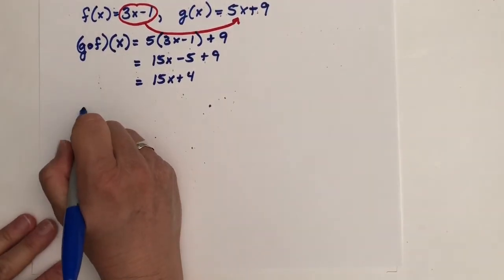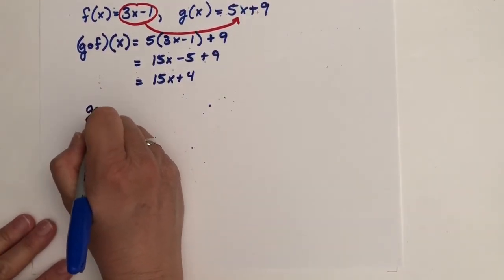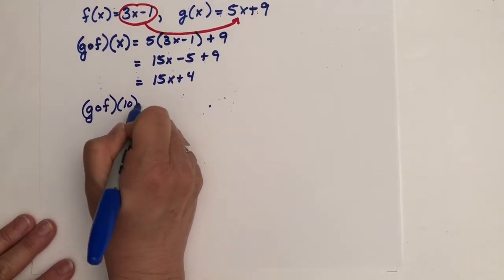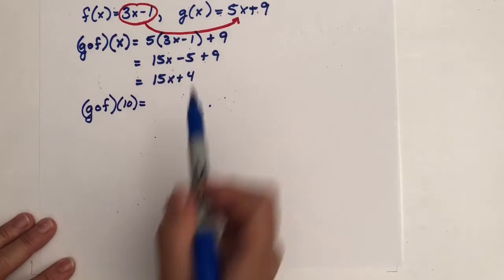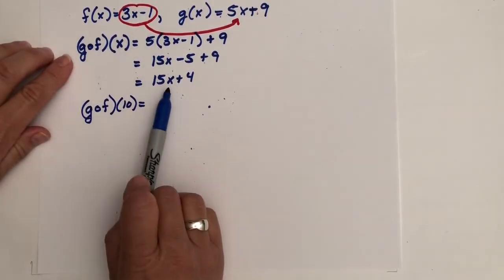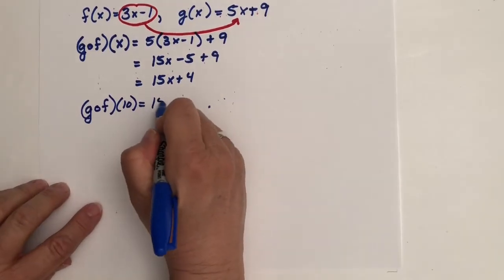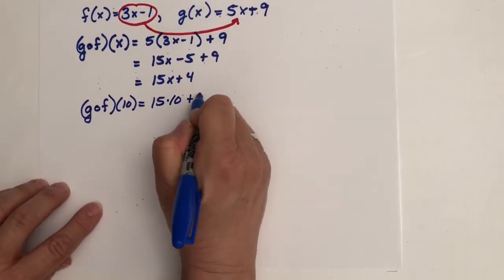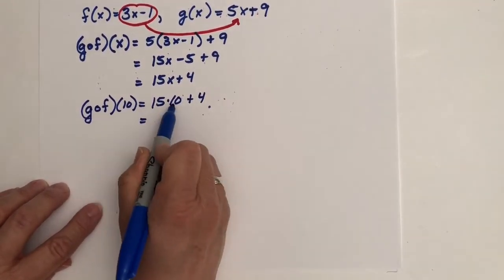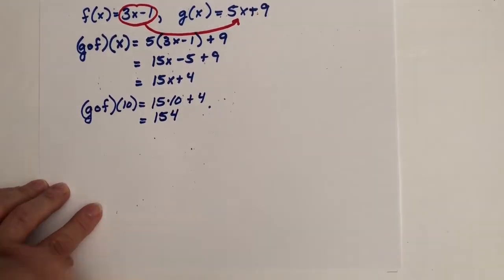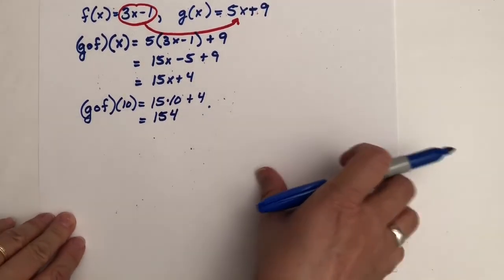So if I were now asked for g composed with f of 10, I don't need to go back to these functions. I have my composite function. I can just substitute 10 into that function. 15 times 10 plus 4. So we have 150 plus 4. And we have just used our composite function. Let's do another one.